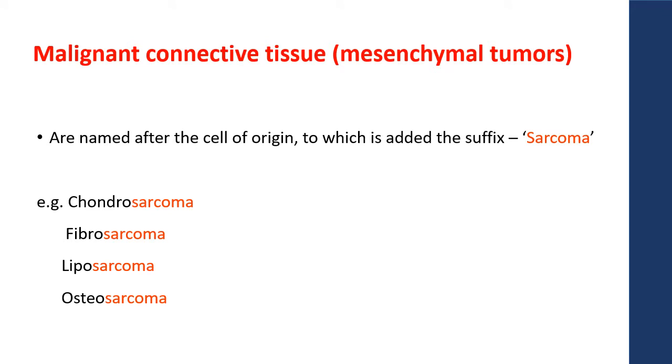Malignant connective tissue tumor. If in the malignant epithelial tumor we add the suffix carcinoma, while in malignant connective tissue mesenchymal tumors, we add the suffix sarcoma. So, if a malignant tumor arises from the chondrocytes or from the cartilage, we call it chondrosarcoma, while the benign tumor arising from the chondrocyte we call chondroma. So, chondroma is a benign tumor, chondrosarcoma is a malignant tumor arising from chondrocytes, and so on: fibrosarcoma, liposarcoma, osteosarcoma.